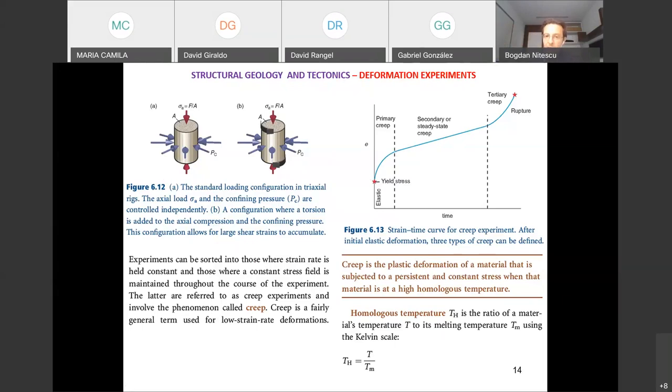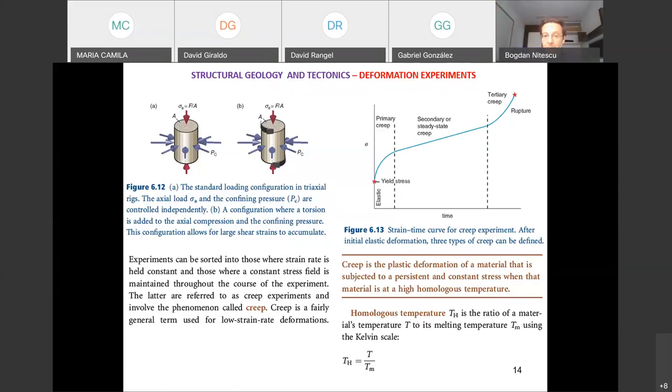And finally you have a third region where the deformation rate increases. The rate increases, as you can see in the slope of this curve, because at some point you develop fractures and then those fractures coalesce. They link one to another and you create a rupture in the sample.